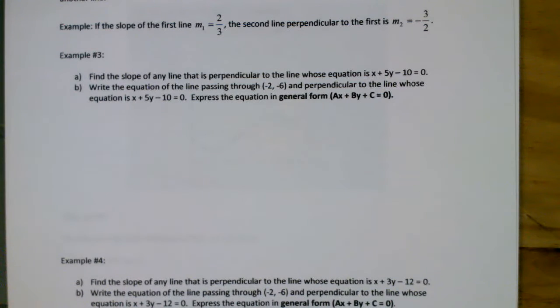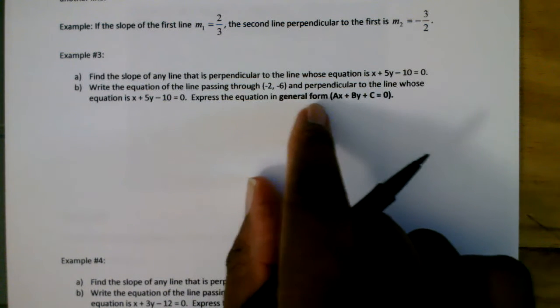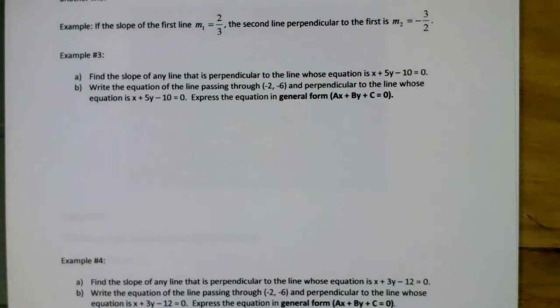In example 3, we're going to find the slope of any line that is perpendicular to the line whose equation is x plus 5y minus 10 is equal to 0. That's part A. And then in part B, we're going to write the equation of the line passing through -2, -6, and perpendicular to the line whose equation is x plus 5y minus 10 is equal to 0. And also we're going to express the equation in general form, ax plus by plus c is equal to 0.